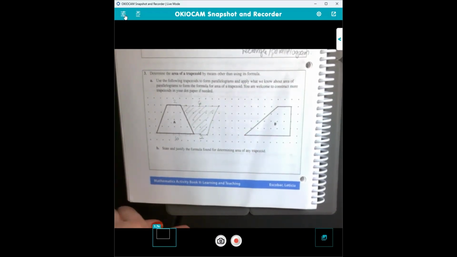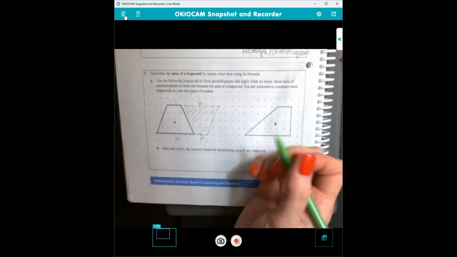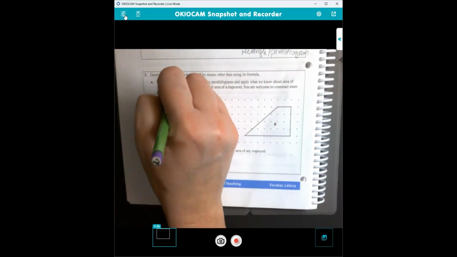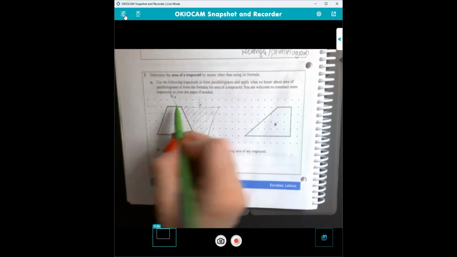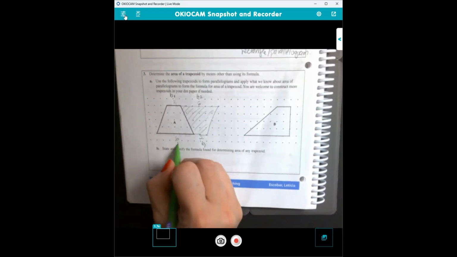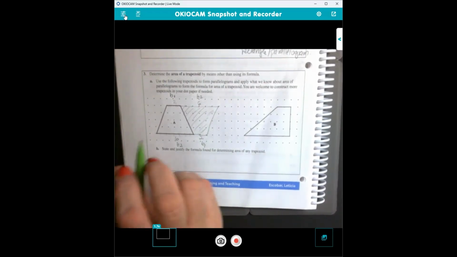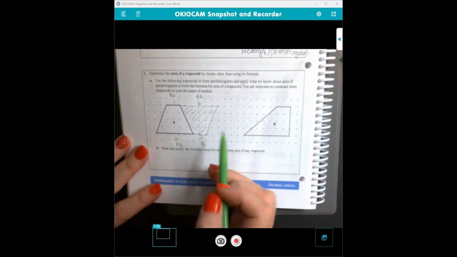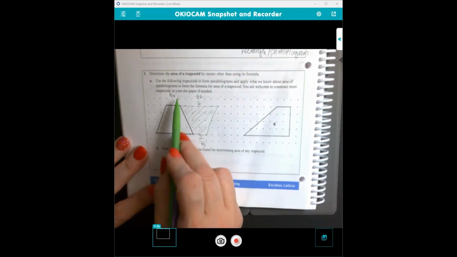Okay, the next step is now we're going to apply the parallelogram formula, right? So remember that this little piece is B1 and this little piece is B2. And here I have B1 and here I have B2, okay? So to be able to find it, basically either one of these two sides, right?